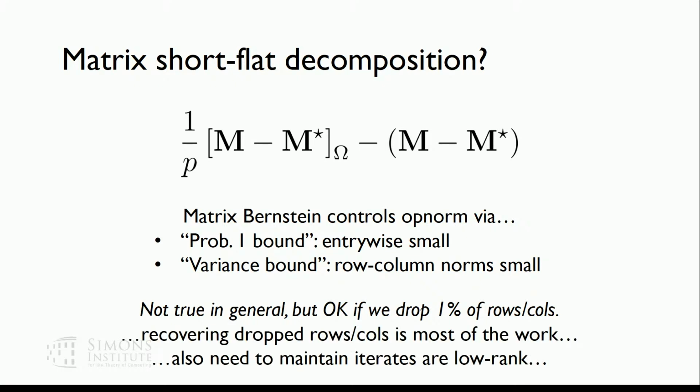Okay, so then why is the paper like 50 pages long? It's because then you have to go back and recover these dropped rows and columns. And also, in vector land, if you have an S-sparse vector or a D-sparse vector, you can still do things in O of D time. But if you don't maintain that your iterates are low rank in the matrix case, you can't even do efficient computation. So you have to make sure that your matrices' ranks don't blow up either. So that's for a later talk.